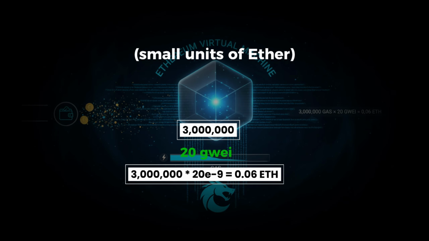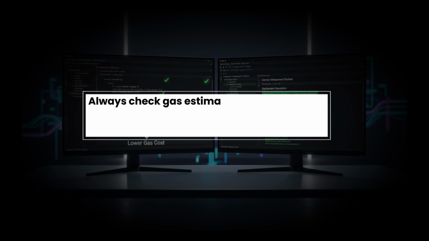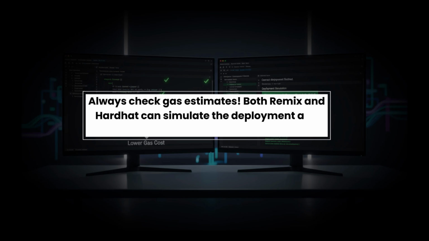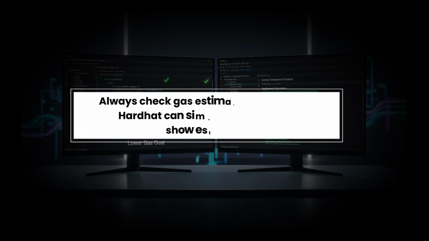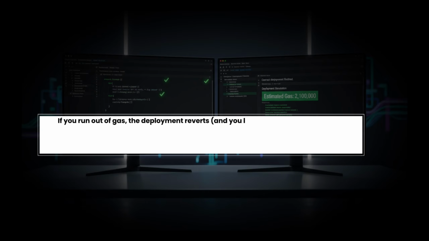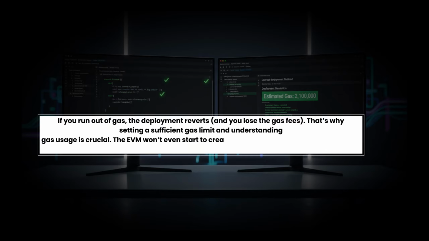Gas prices can fluctuate with network demand. The key point is that more complex contracts cost more gas. Always check gas estimates. Both Remix and Hardhat can simulate the deployment and show estimated gas. If you run out of gas, the deployment reverts and you lose the gas fees. That's why setting a sufficient gas limit and understanding gas usage is crucial. And the EVM won't even start to create the contract if you don't send enough gas with your transaction.